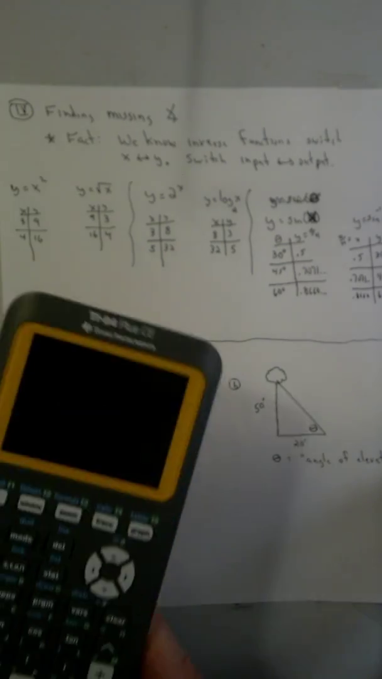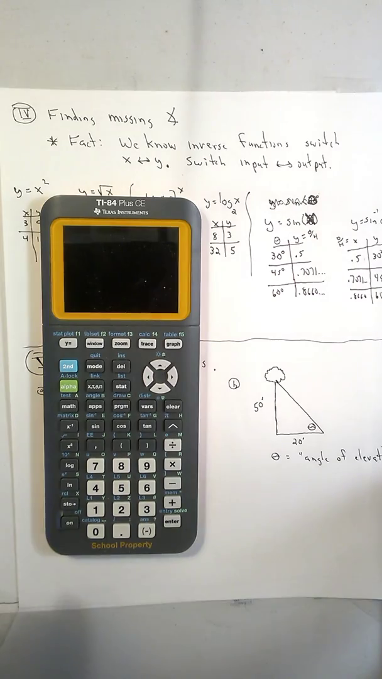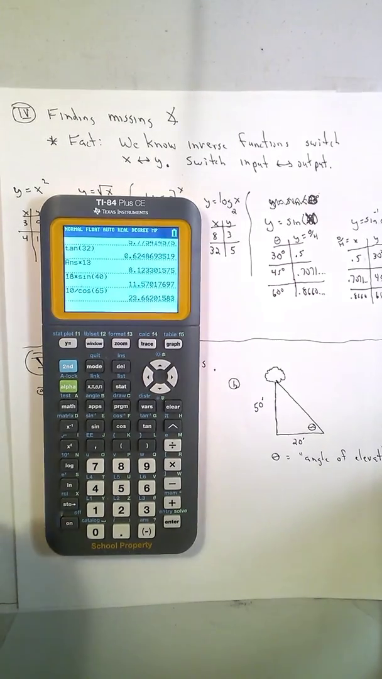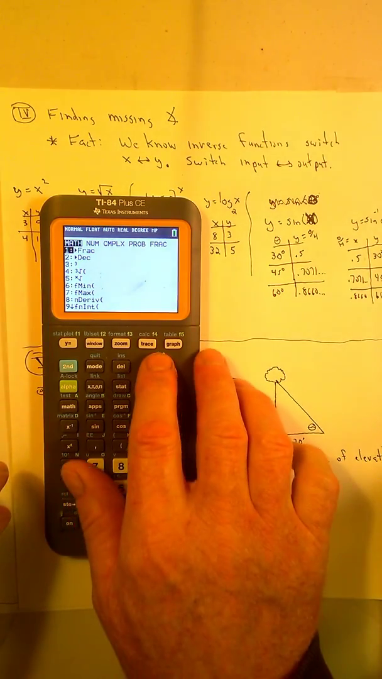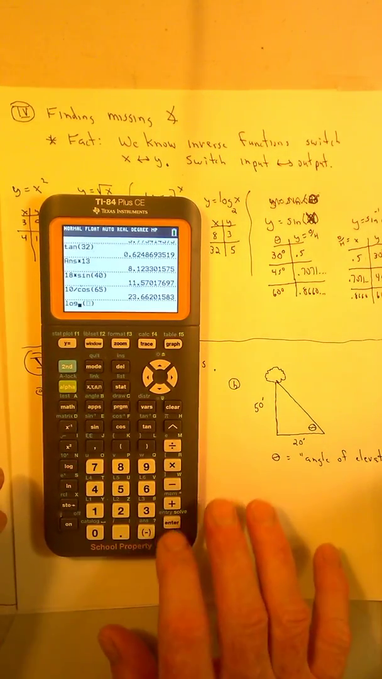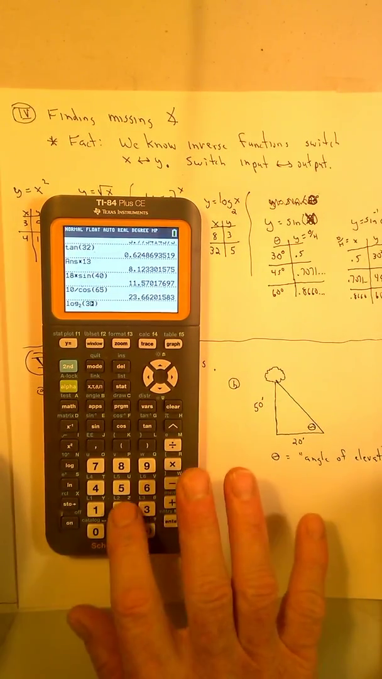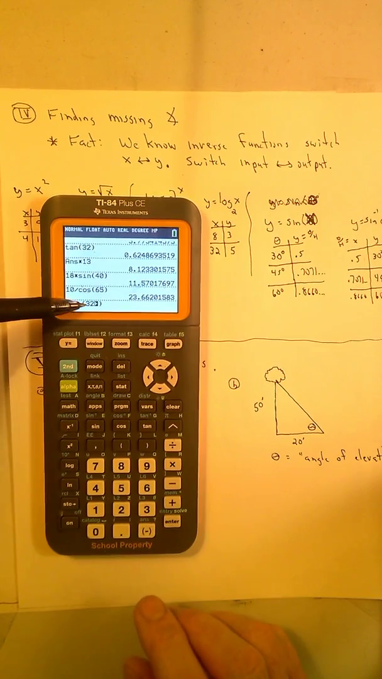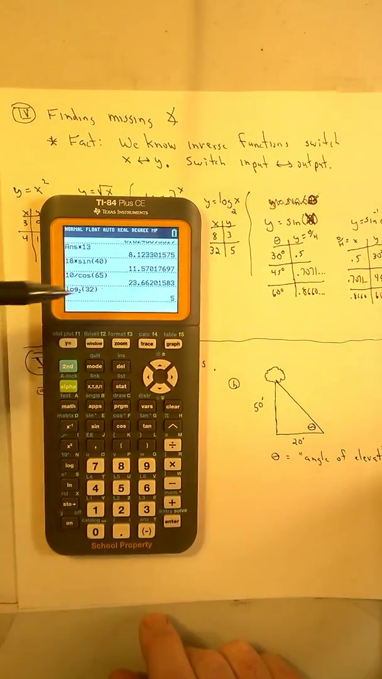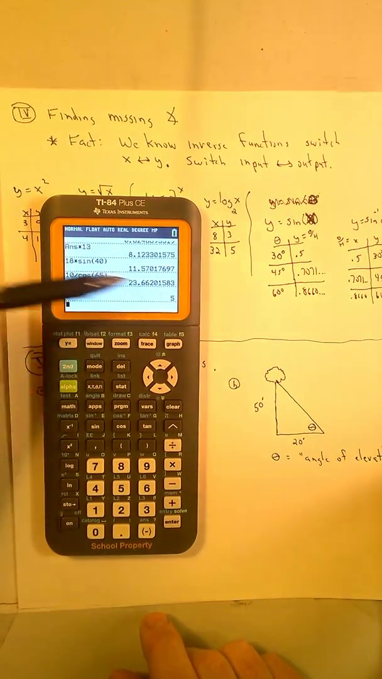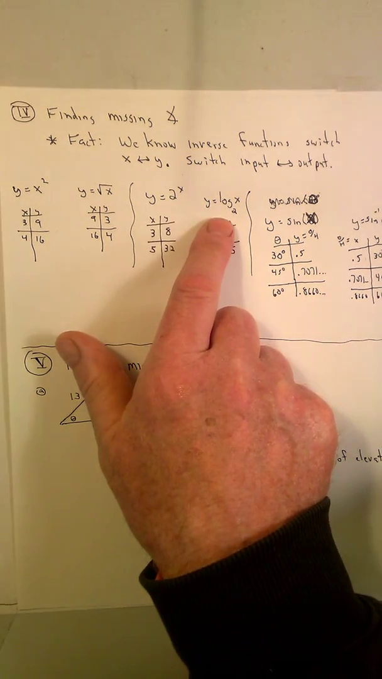Try those on your calculator. Emma, let me know how that went if you got a calculator. So math, log base 2, and I'll just do one of them, 32. Input is now 32. Output is 5 because 2 to the 5th is 32. Okay. Inverses.